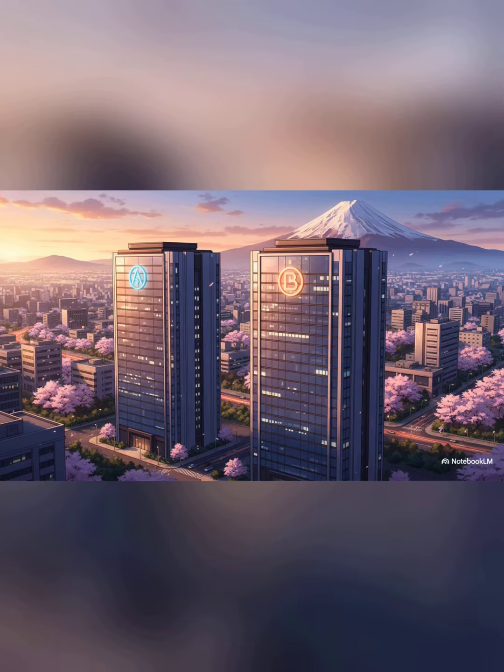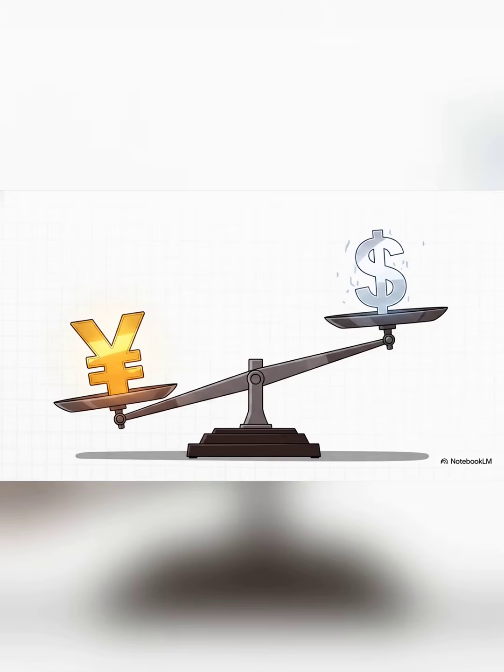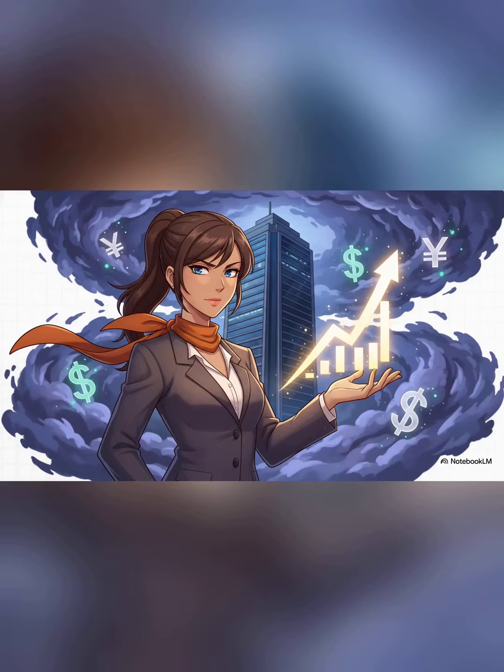All right, let's make this real. Imagine we've got two different Japanese companies. Company A is all in on Japan, but Company B earns in US dollars and its costs are in yen. So, what happens if the US dollar suddenly gets weaker compared to the Japanese yen? Well, Company B gets slammed. Its dollar profits just don't cover its yen costs as well anymore. So you, as an investor, would demand a much higher return from Company B to cover that extra risk.